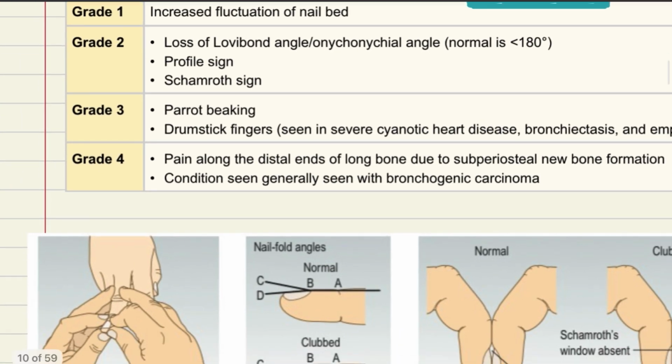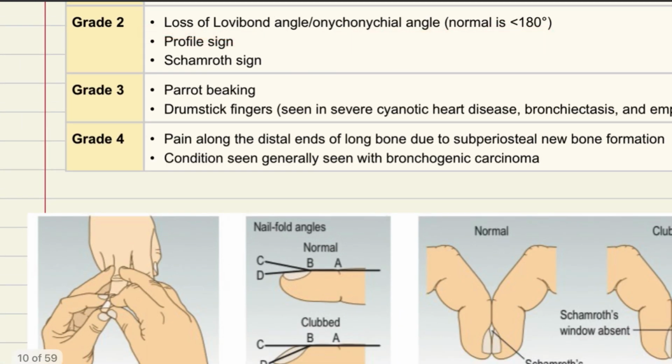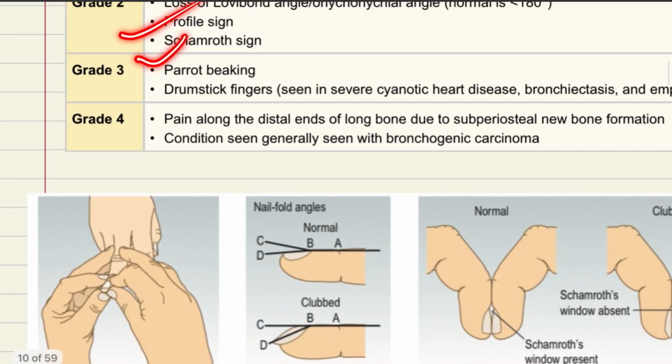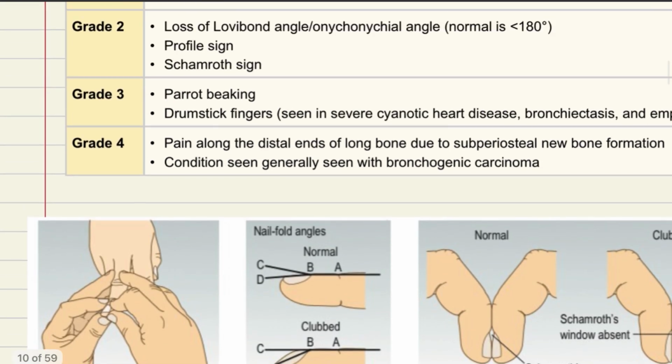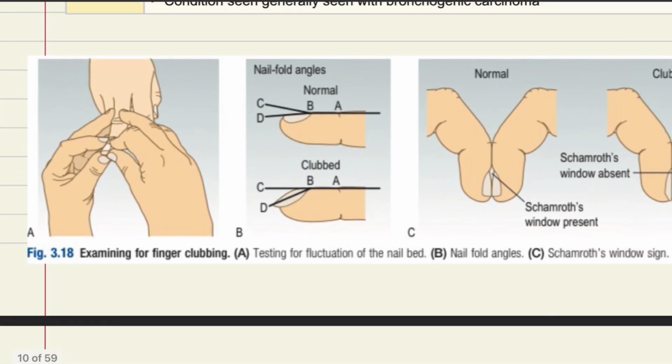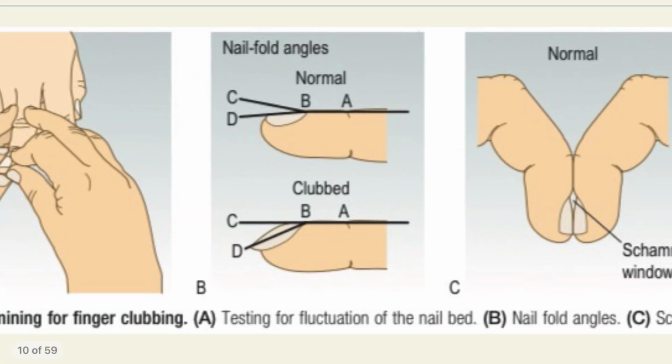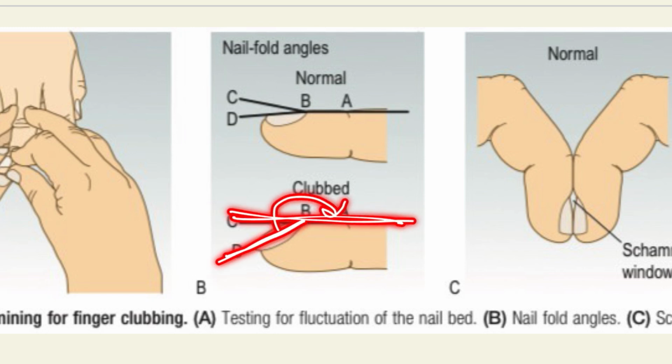Now the second grade is the loss of the Lovibond angle, also called the onychonychial angle, and we also appreciate the Shamroth or the profile sign. The profile sign is basically the loss of the angle. So what is the Lovibond angle or the koilonychial angle? Let me tell you. As you can see, this is the nail, and this is the nail bed. Normally this is the line of the nail bed, and this is the line of the nail, so this is less than 180 degrees. But when there is clubbing, this becomes like this, and this causes the increased Lovibond angle.